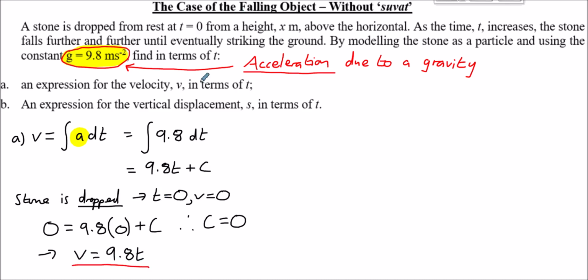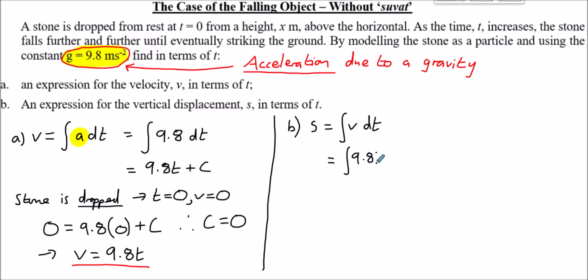For part B, we now need to be thinking about an expression for the vertical displacement of the particle, s, in terms of t. And so using integration only, s is going to be equal to the integral of velocity with respect to time. And the velocity we now know as a function of time is 9.8t. So that's the integral of 9.8t dt. And so the power of t, as we know now, increases by 1, and the new power divides the expression. And so we get 9.8t squared divided by 2. 9.8 divided by 2 gives us 4.9t squared, and then again plus c.